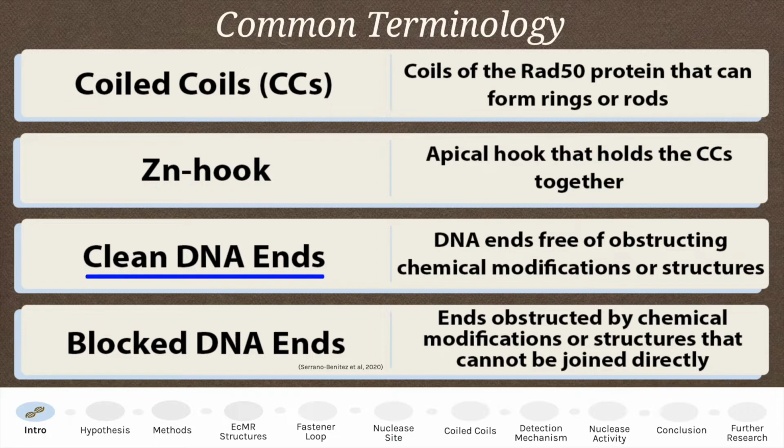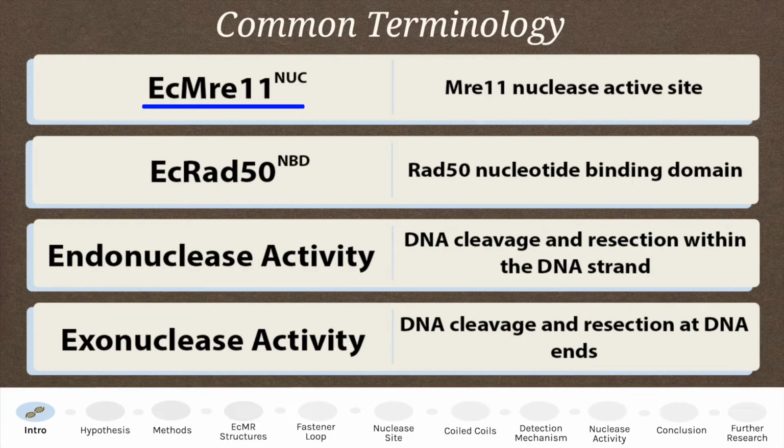Clean DNA ends refer to ends free of obstructing chemical modifications or structures, whereas blocked DNA ends are structurally obstructed by chemical modifications, including proteins and binding factors, and cannot be joined to other ends in a direct manner. EC Mre11 NUC refers to the nuclease active site of Mre11 in E. coli, and EC Rad50 NBD refers to the nucleotide binding domain of the Rad50 protein in E. coli.